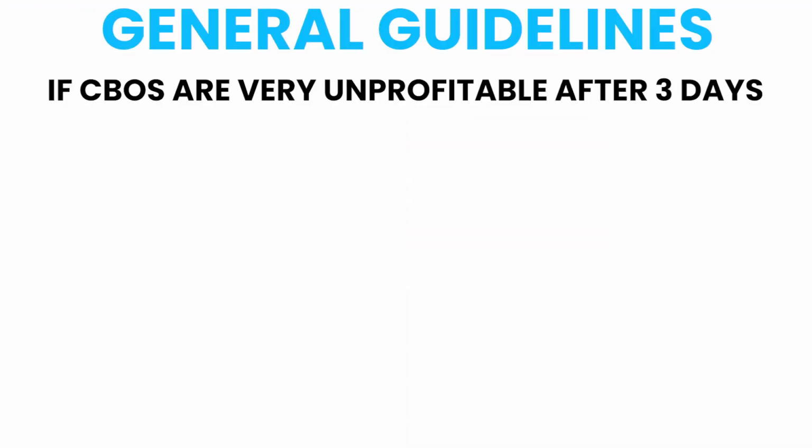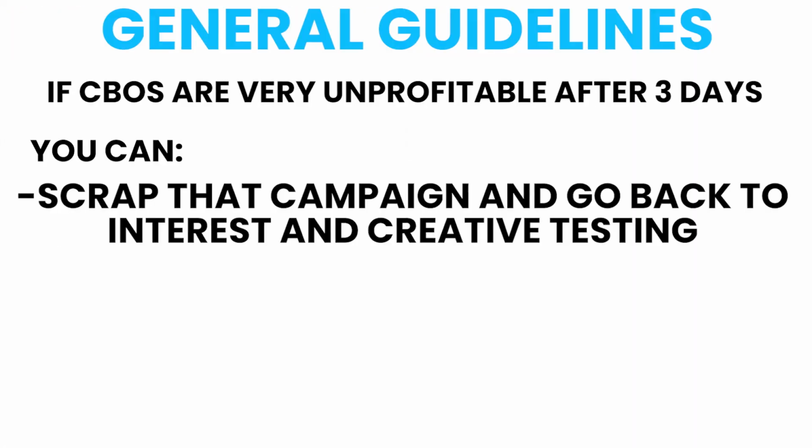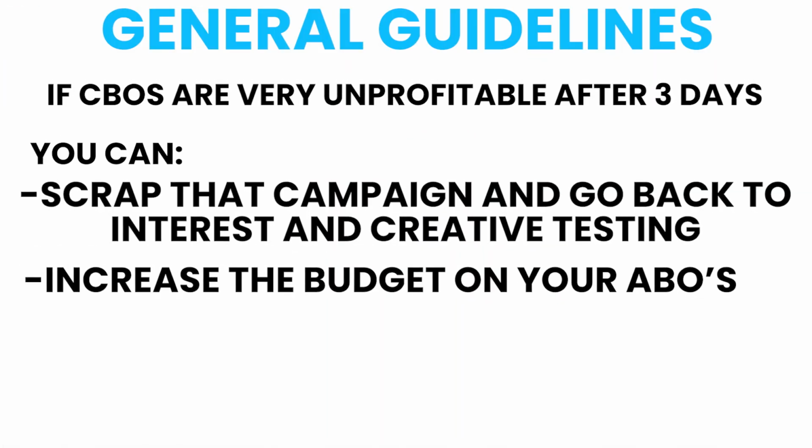Now, if your CBO campaign after 3 days has performed terribly or is very negative, then you're doing something wrong here, and you would practically scrap the CBO campaign and go back to the previous stages. So retest your creatives and also your interests to see what might have gone wrong, and then retest it at a later stage as well, or give ABOs a try if those are still working for you, to practically increase the budget on your ad set level budget.